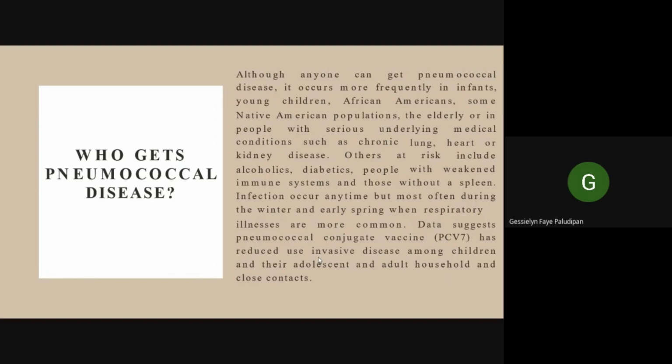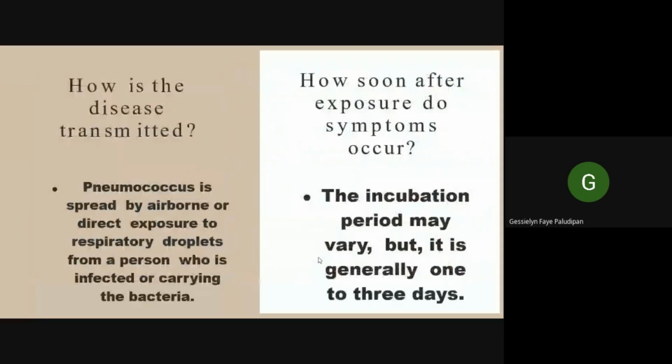Data suggests pneumococcal conjugate vaccine, or the PCV7, has reduced invasive disease among children and their adolescent and adult household and close contacts. There are vaccines for pneumococcal disease which will be explained later on.